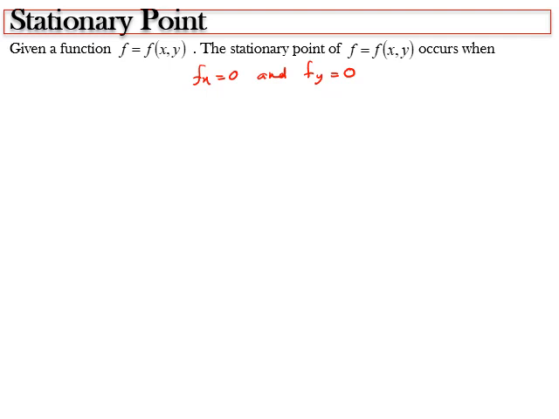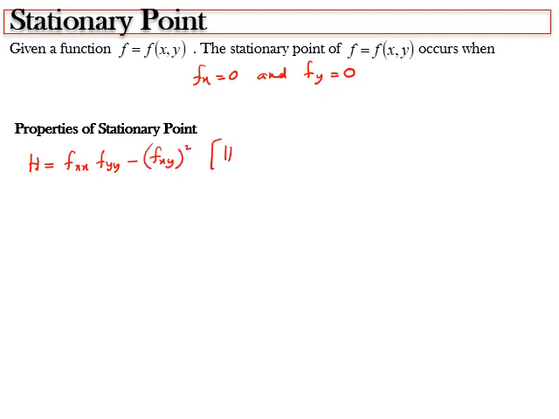So now, how to determine the types of the stationary points? We look at the properties. The properties depend on the Hessian function H, which is fxx multiplied by fyy minus fxy squared. So this is the Hessian function, okay? You need to differentiate two times and substitute in the Hessian function.